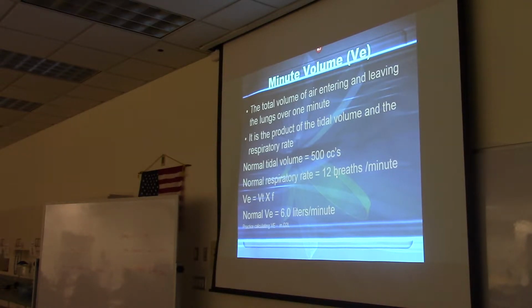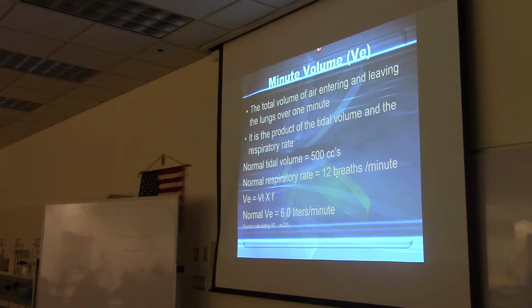Okay, minute volume. This is the total volume of air entering and leaving the lungs over 1 minute. It is the product of the tidal volume and the respiratory rate. So you take the tidal volume going into and out of the lungs, multiply it by how many times per minute the person's breathing, and you come up with minute volume.